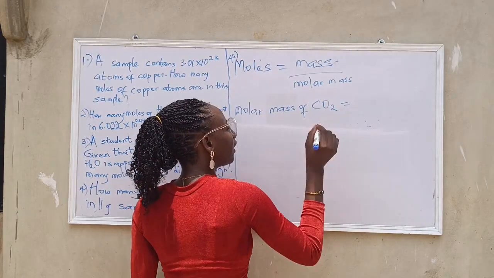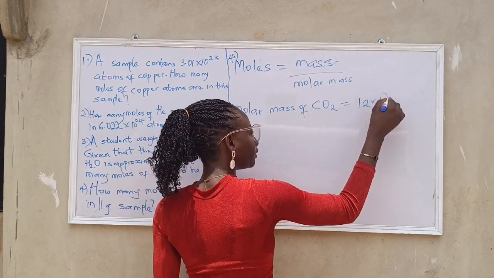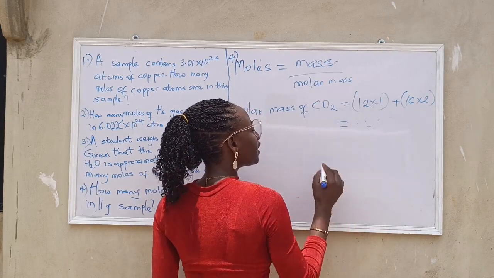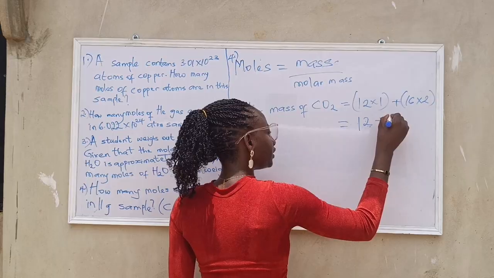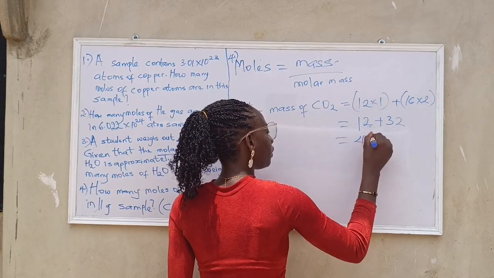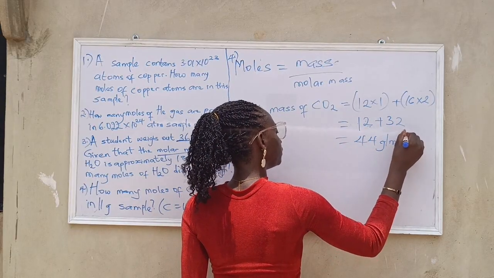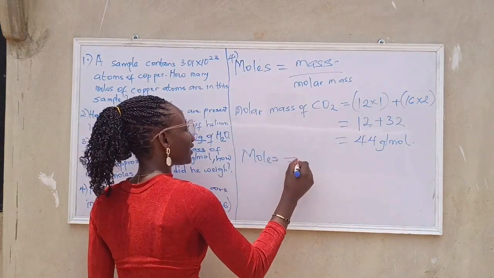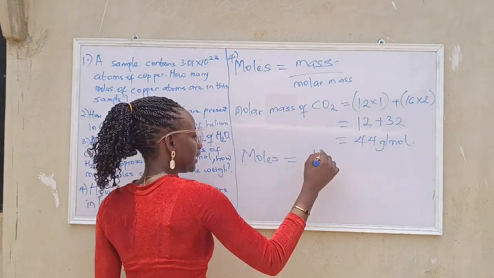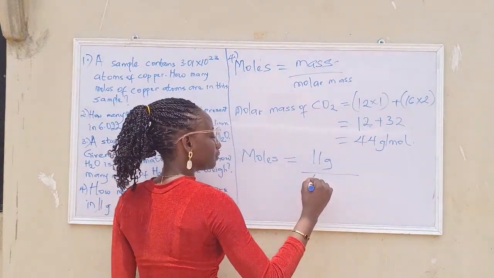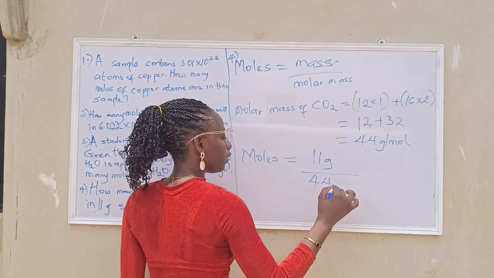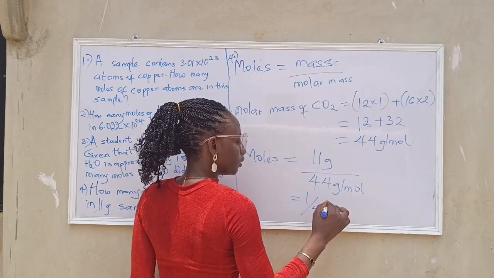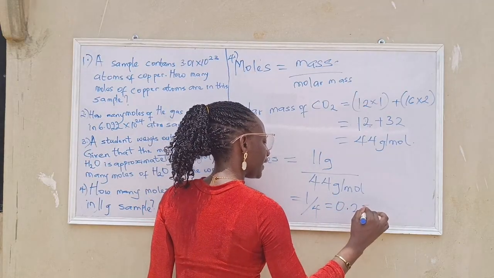Let's quickly calculate the molar mass of CO2. That is 12 times 1 plus 16 times 2, which is 12 plus 32, which is 44 gram per mole. Now, getting our number of moles: moles is equal to the mass we were given, 11 gram, over the molar mass, 44 gram per mole. When you do that, you get 1 over 4, which is the same thing as 0.25 moles.